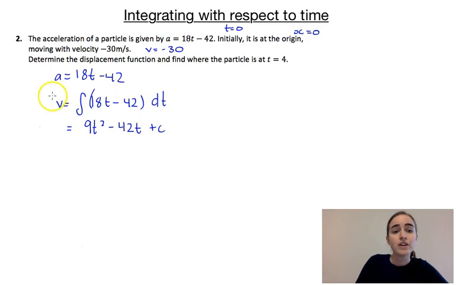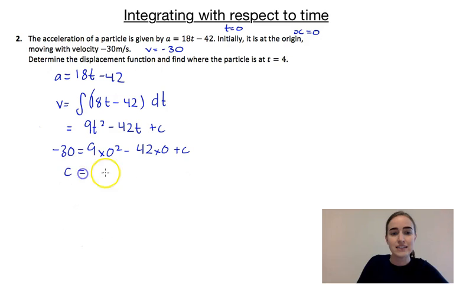So at the moment, we've got velocity and we've got time, so we don't need the displacement piece of information, but we will use that later. So we need at t equals 0, v equals minus 30. So we can have minus 30 equals 9 times 0 squared minus 42 times 0 plus c. So that means our c is equal to minus 30. So then we can rewrite our velocity function. So v equals 9t squared minus 42t minus 30.